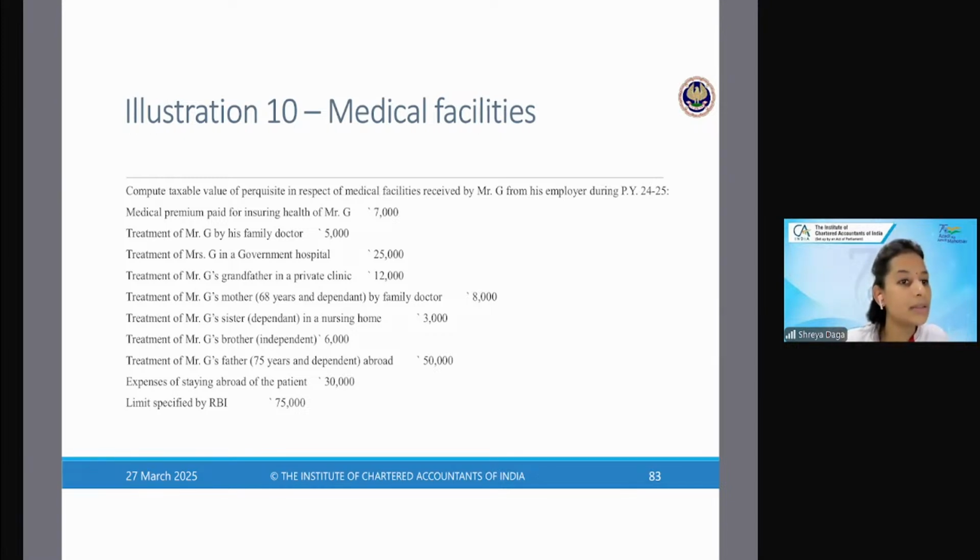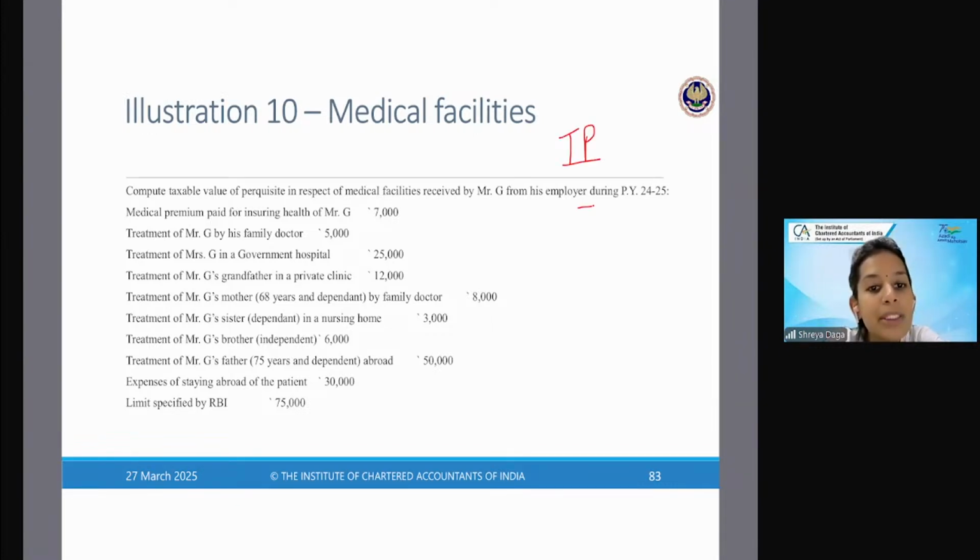He will die rather than going outside. Yes, ma'am. Yes, for what? Is that okay? Meaning, is it exempt? Is it taxable? Somebody saying exempt. Yes, it is exempt. Okay. Medical premium paid for ensuring health of employee is exempt. So if I have to calculate the taxable perquisite here, then this is 0.